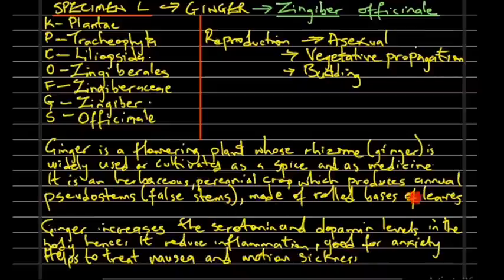They are made of rolled bases of leaves. We have leaves rolled into forms to form the stem, and that is why we call them false stems. They are not actually woody like other plant stems. Now the ginger increases the serotonin. That is the major function of this particular crop.